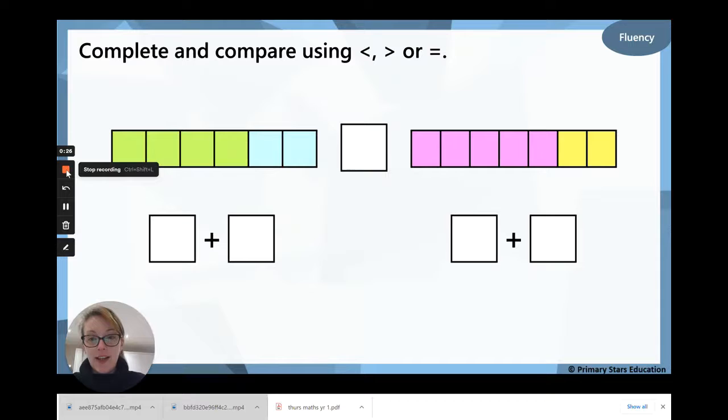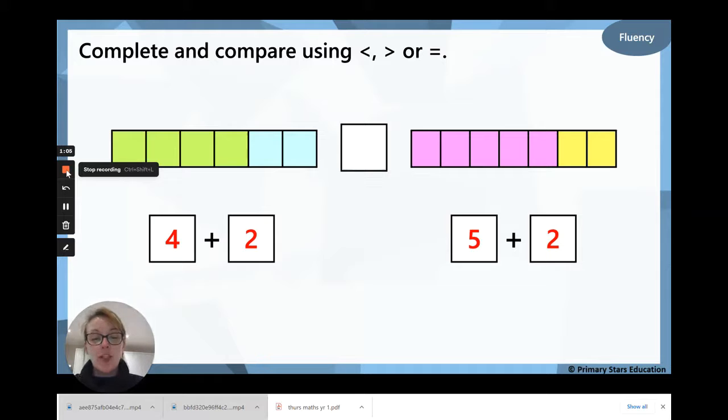So here you can see that there are some cubes one side, there's some green and there's some blue cubes, and the other side we have some pink and some yellow cubes. So both of those are showing some addition number sentences. We can see there are 4 green cubes and 2 blue cubes. So that's showing a number sentence 4 plus 2. And on the other side we can see there are 5 pink cubes and 2 yellow cubes. So that is showing the number sentence 5 plus 2.